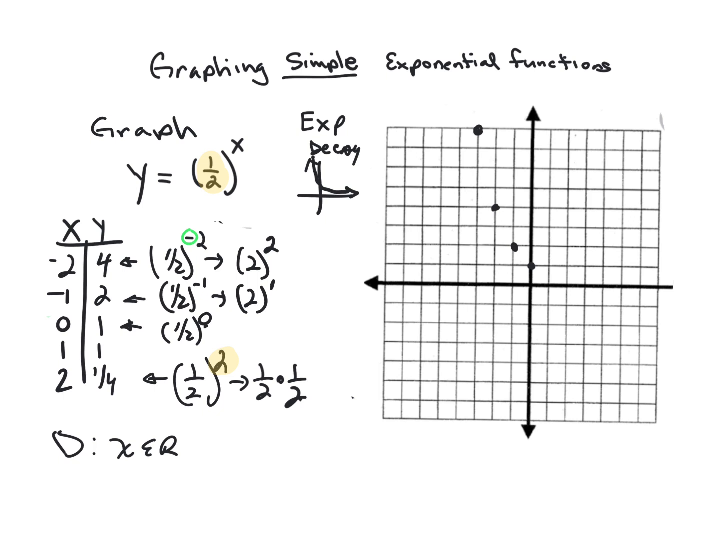1, 1 is not right. When you plug in 1, you get 1/2. I think I said 1/2, but I didn't write it. So 1/2 to the first power is just 1/2. So 1, 1/2 is right in the middle. And then 2, 1/4 is right about there. And remember, it starts coming up high and then it starts to drop. So we have less and less people infected.